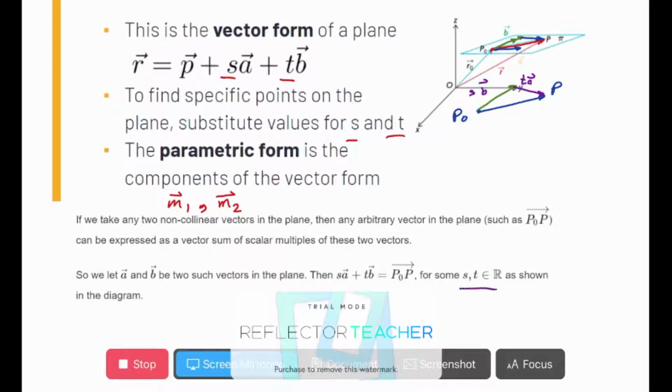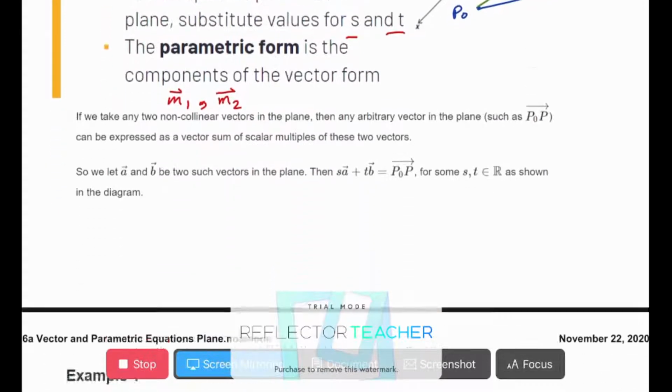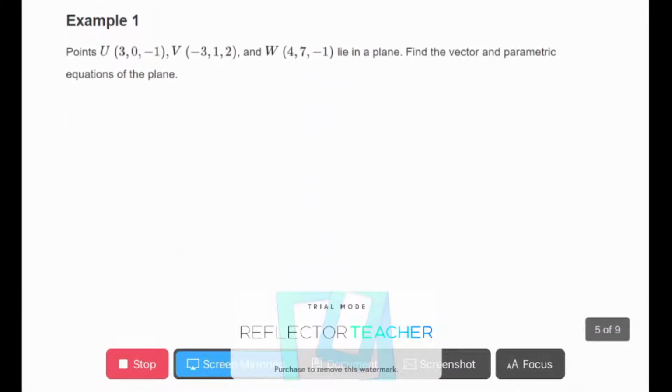So once again, we need to define our parameter. We need to state what possible values it can have. And here we're saying that S and T can be all real values. There's no restriction on them beyond being a real value as opposed to imaginary or something like that. Next, we're going to work through a few examples and practice working with this information.